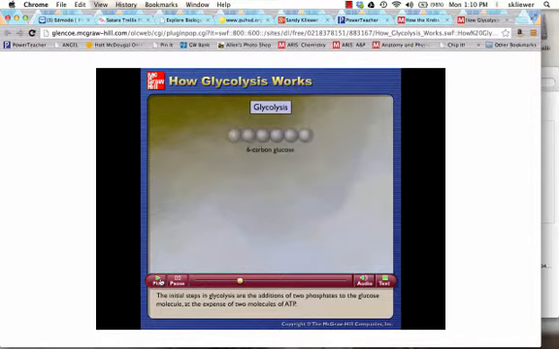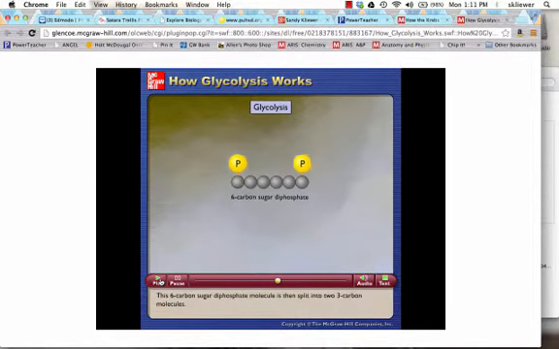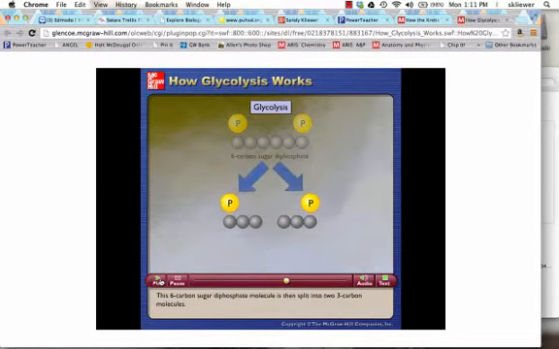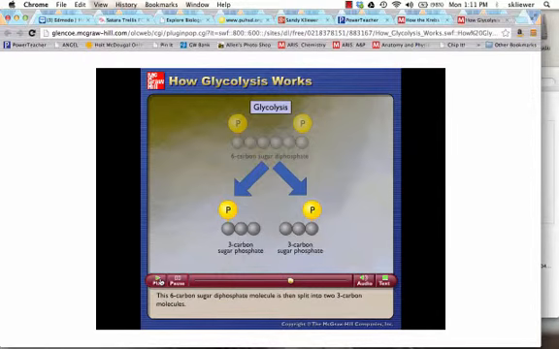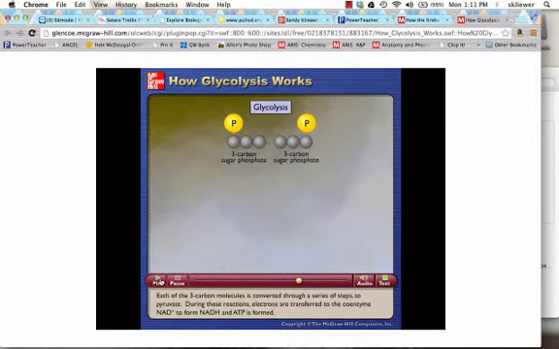The initial steps in glycolysis are the additions of 2 phosphates to the glucose molecule at the expense of 2 molecules of ATP. The result is a 6-carbon sugar diphosphate molecule and 2 low-energy adenosine diphosphate molecules, or ADP. This 6-carbon sugar diphosphate molecule is then split into 2 3-carbon molecules. Each of the 3-carbon molecules is converted through a series of steps to pyruvate.